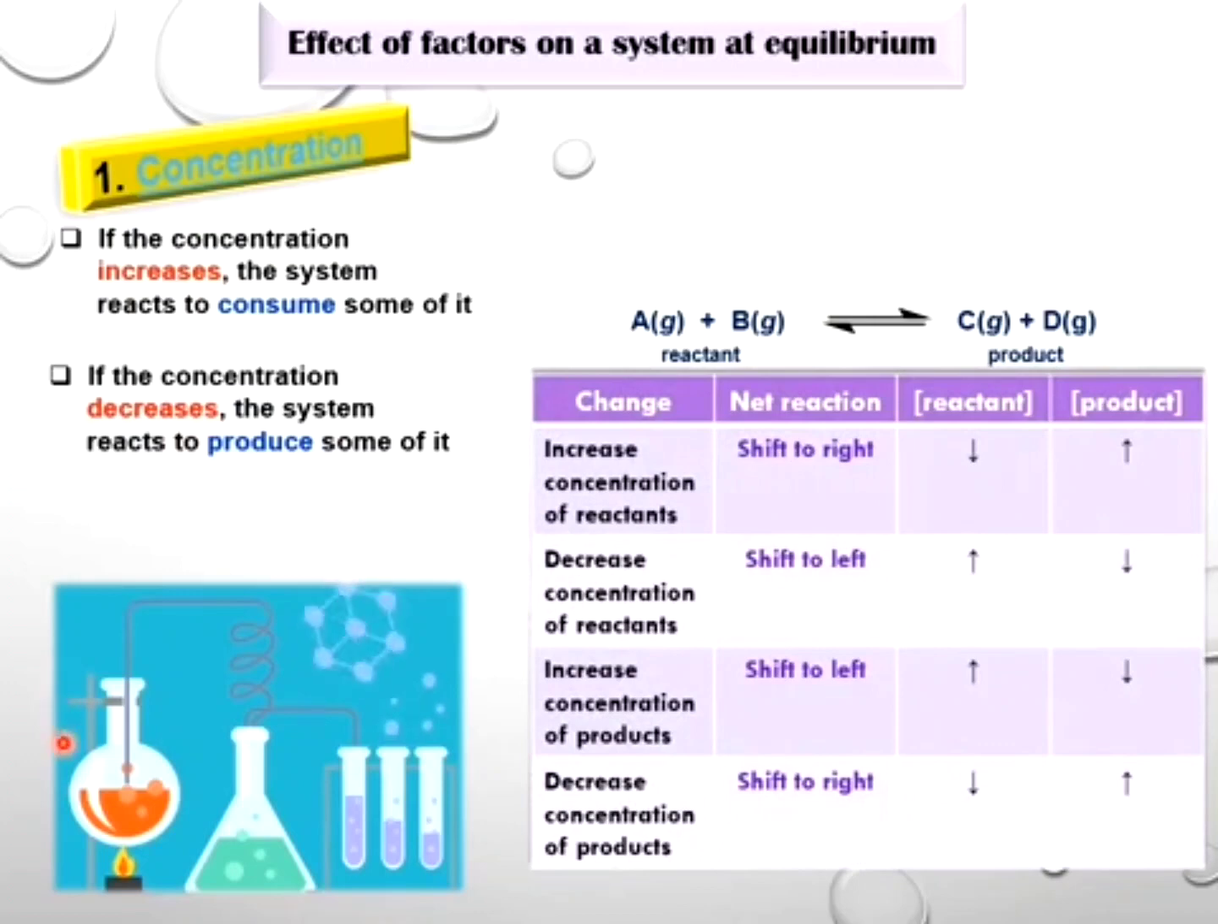Okay, so for example here, we disturb the system by increasing the concentration of reactant. For example, I will increase the concentration of A. Okay, saya tingkatkan concentration A. So what happened to the system? The system is not at equilibrium anymore. So how to achieve equilibrium? Macam mana dia nak capai semula equilibrium? So this system will shift to the right by decreasing the concentration of reactant and increasing the concentration of product. Boleh tak faham?